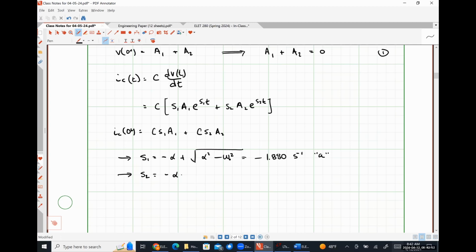s2 is negative alpha minus the square root of alpha squared minus omega naught squared. So let me just go back and change the sign. That looks like negative 4.786. And I'm going to store this in my calculator as B.